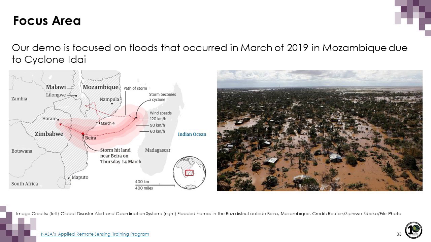The demo is going to be focused in Mozambique. Mozambique was hit by a cyclone called Idai in March of 2019, and large floods occurred as a result. This was one of the worst tropical cyclones on record to affect Africa and the southern hemisphere. The long-lived storm caused catastrophic damage in not only Mozambique but also in Zimbabwe and Malawi, leaving more than 1,200 people dead and thousands more missing.